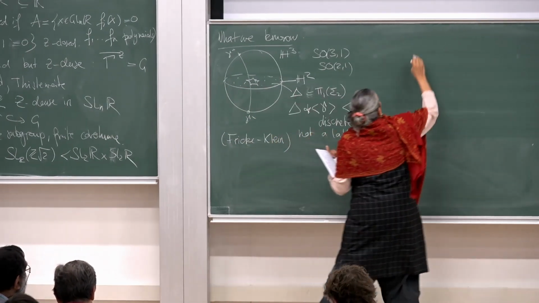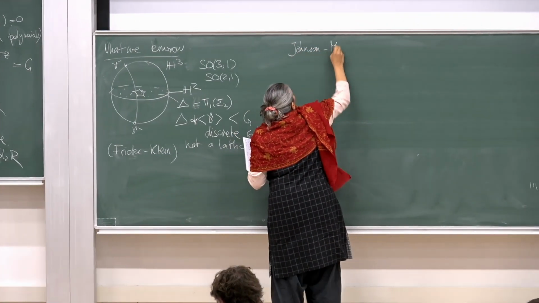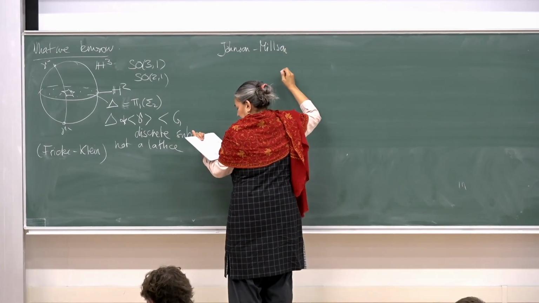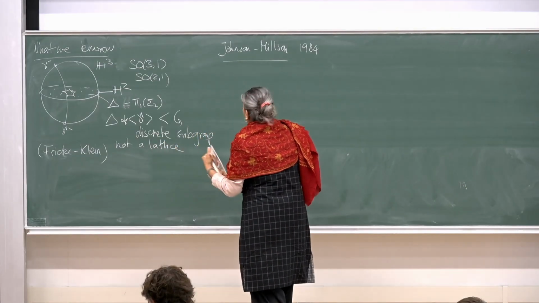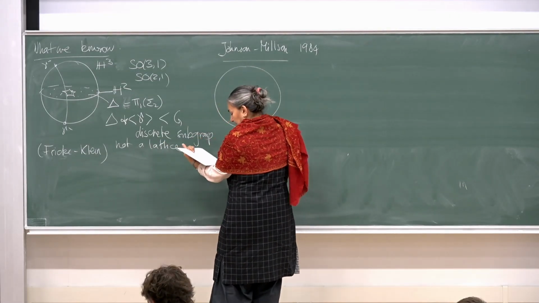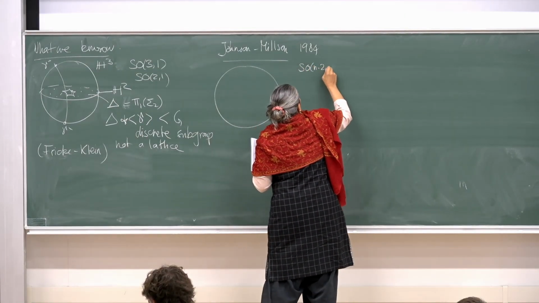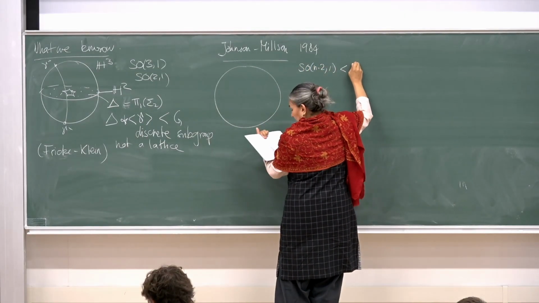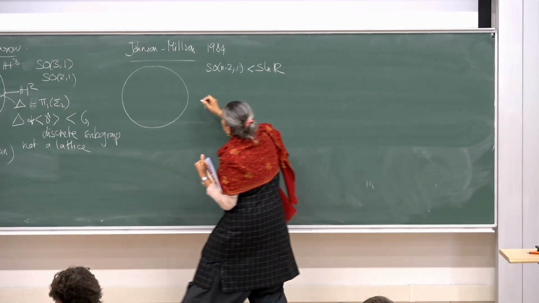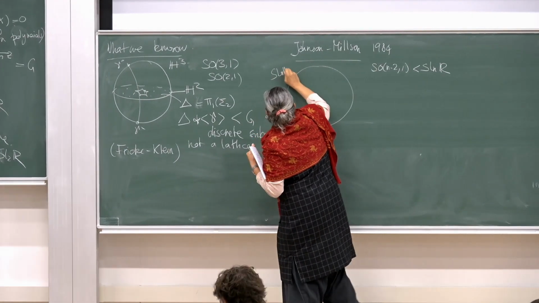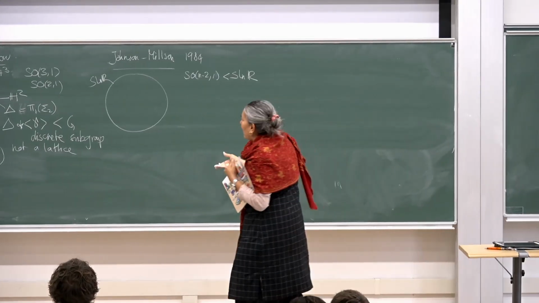There is another result by Johnson and Millson, 1984. So what they do, this time is in SL_n(R). So what they do is that they have SO(n-2,1) in SL_n(R). And so this is SL_n(R). By the way, SL_n(R) doesn't really look like this, but that's the best we can do.